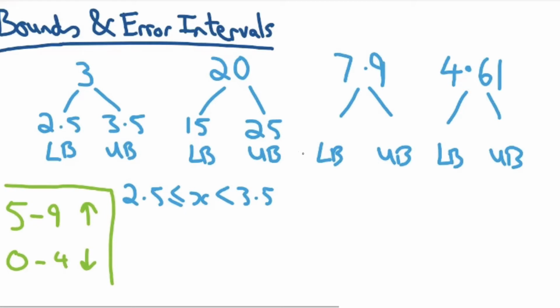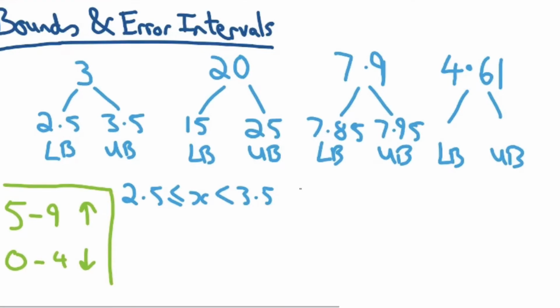For 7.9, let's say this has been rounded to the nearest one decimal place, so half of 0.1 is going to be 0.05, which means here, for the lower bound, 0.05 less than 7.9 is going to be 7.85, and the upper bound is going to be 7.95. Again, you can spot with all of these, we're basically just adding a 5 onto the end of the last non-zero digit. Not always, to be clear.